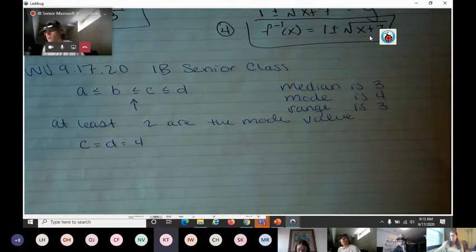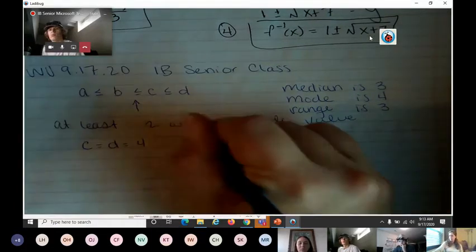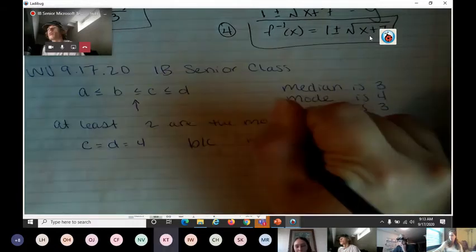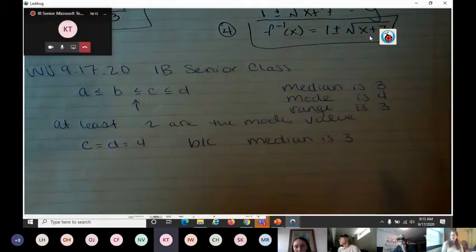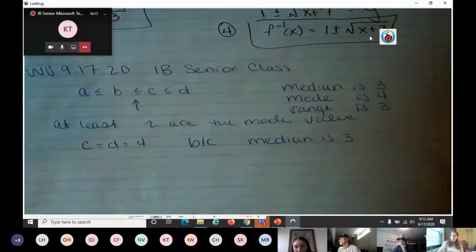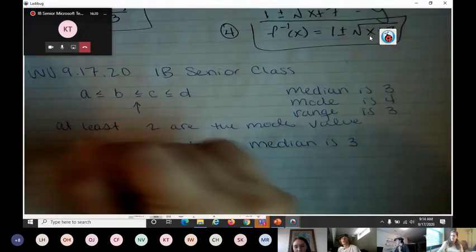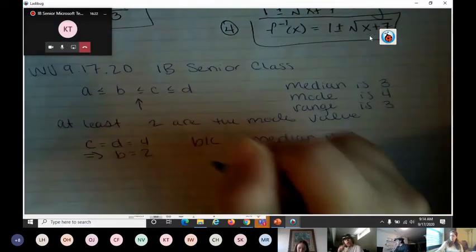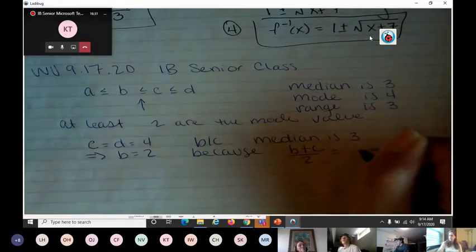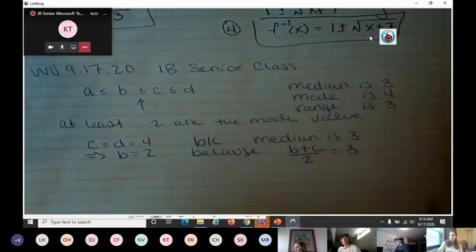Okay. And this is because B should be... hold on, what? I said in order for the median to be 3, the B has to be 2. Yeah, good. So this means that B equals 2 because B plus C over 2 must equal 3. Okay, and if we sub in 4 for C, then that forces B to be 2.